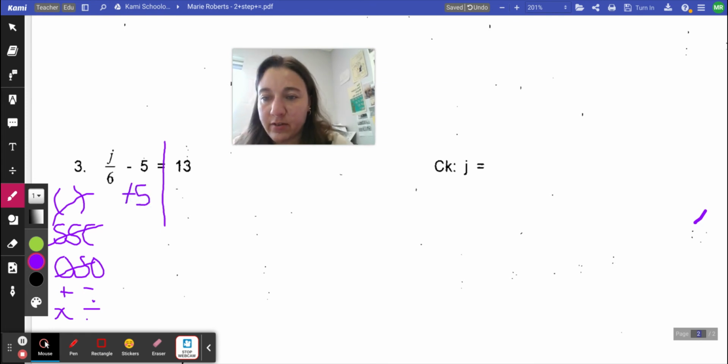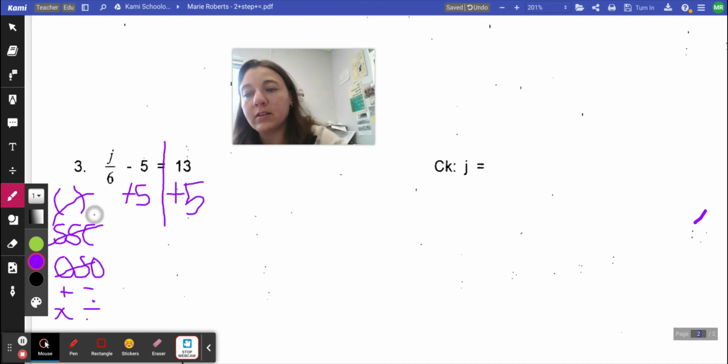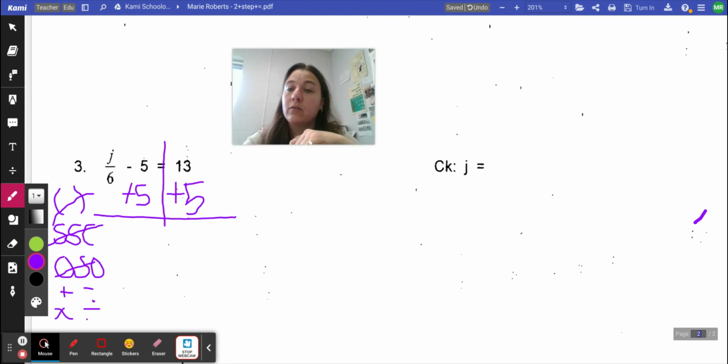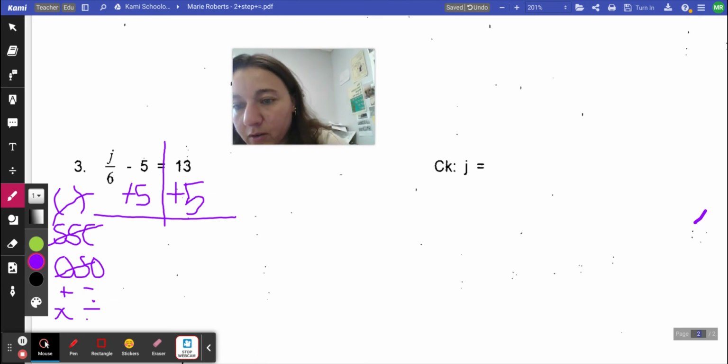I am not getting rid of the 13. 13 isn't bothering anybody. Doesn't start none, won't be none. So don't leave the 13 alone. It's on the other side of the wall. It's the negative 5 that's the problem. So negative 5 and positive 5 cancel.